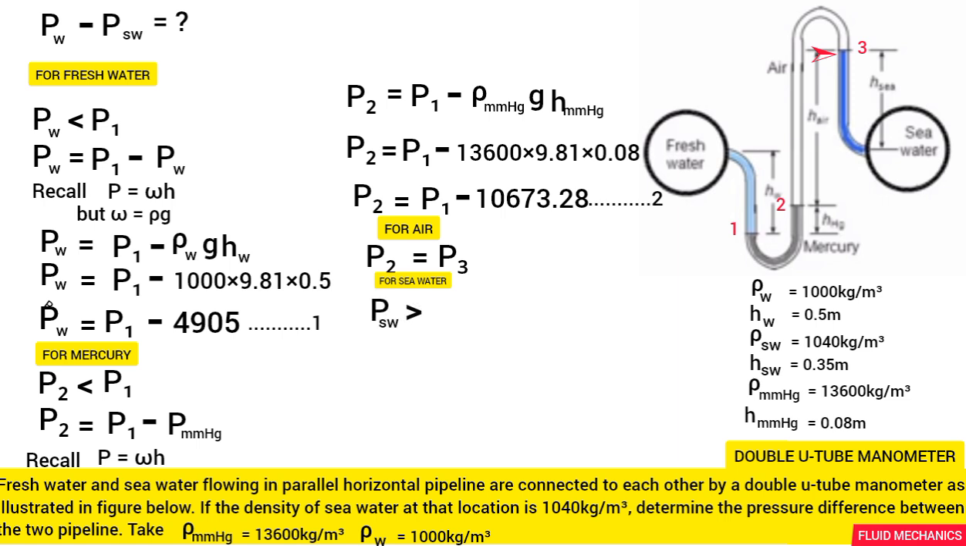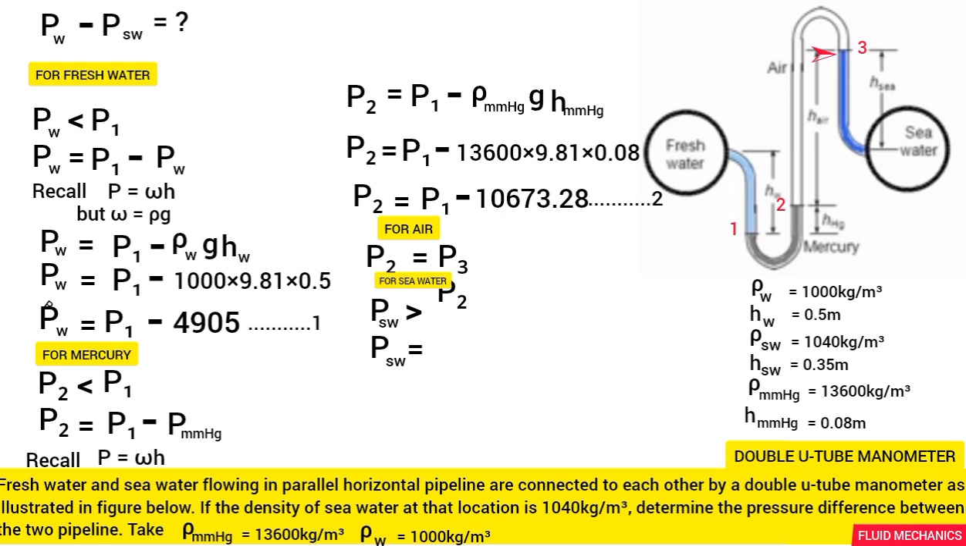The pressure at what point? Point 3, since I'm saying point 2. If point 2 and point 3 are equal, it means point 3 is equal to point 2. So I write that the pressure of the seawater is greater than point 2, since point 3 is equal to point 2.